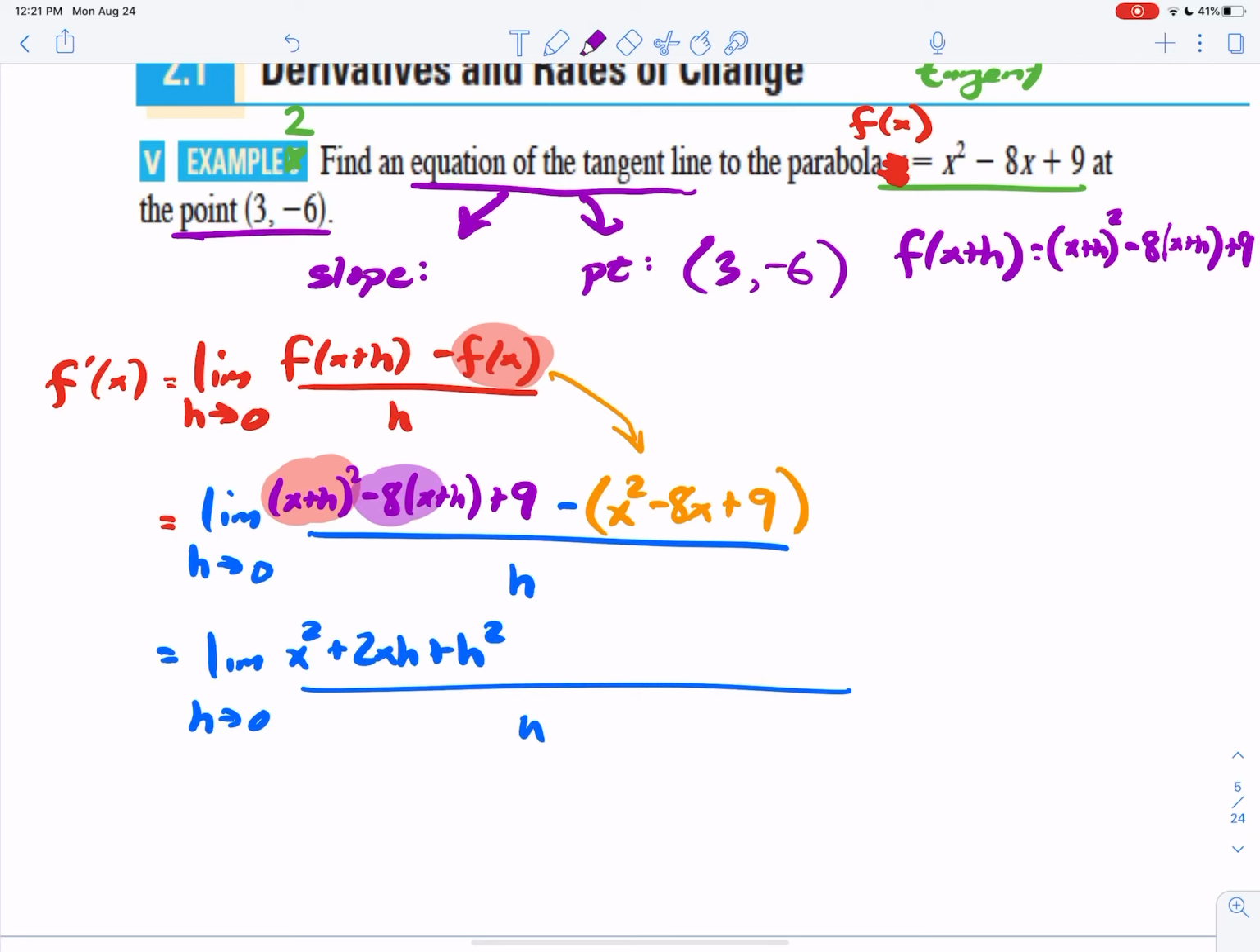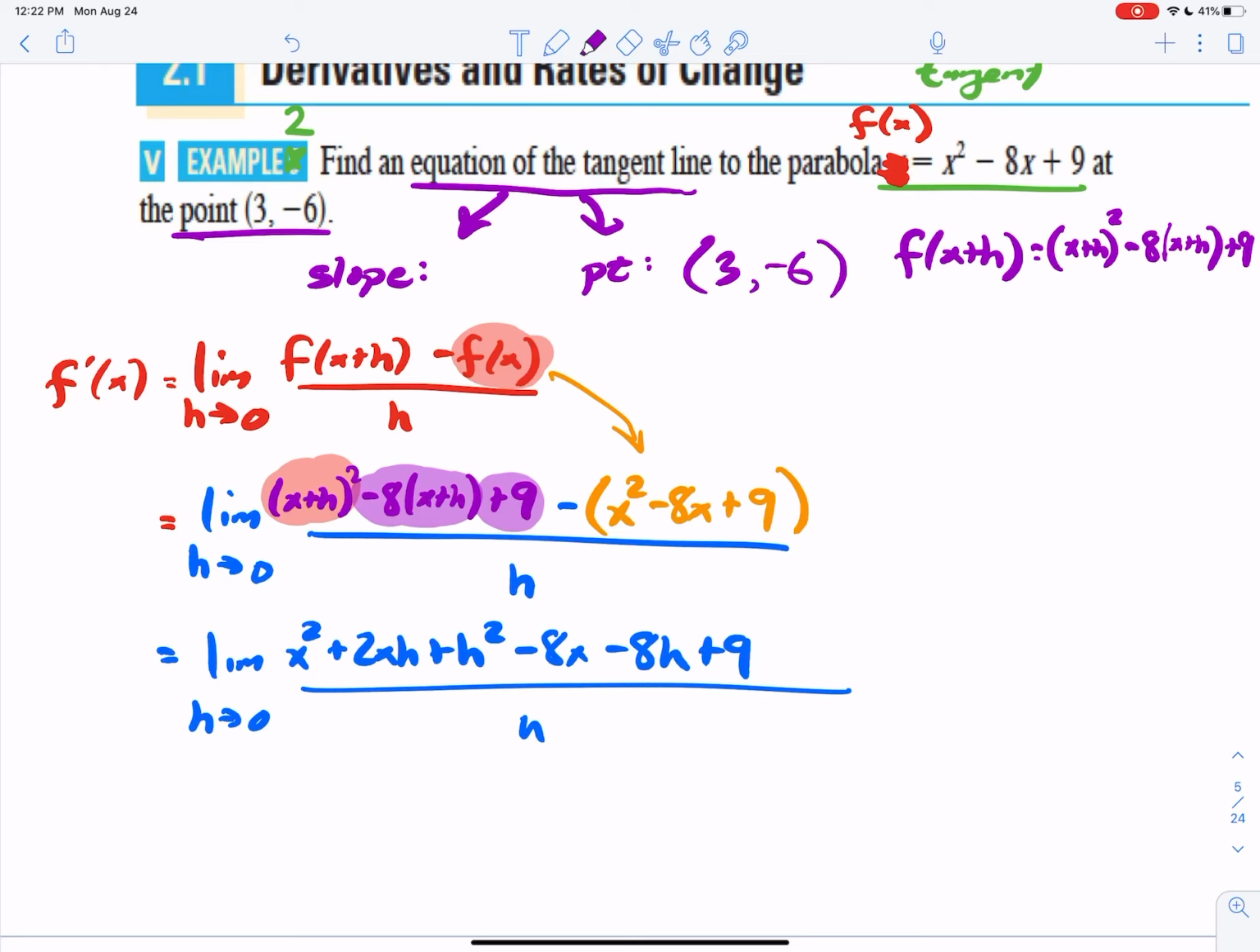Next up, negative 8 times x plus h. If I distribute that negative 8, I will get negative 8x minus 8h. I have that plus 9, so I'll just bring that down. Notice how I'm covering everything here, okay?